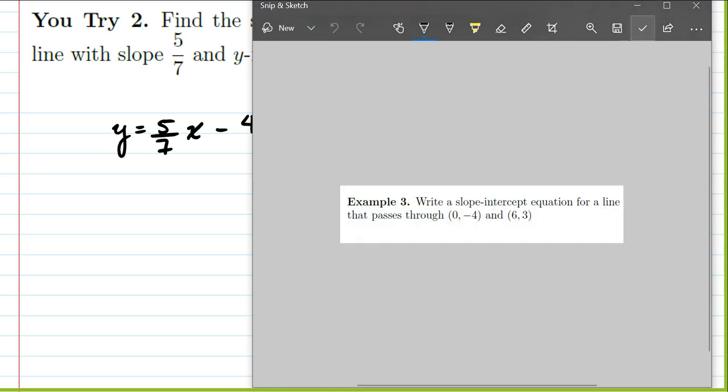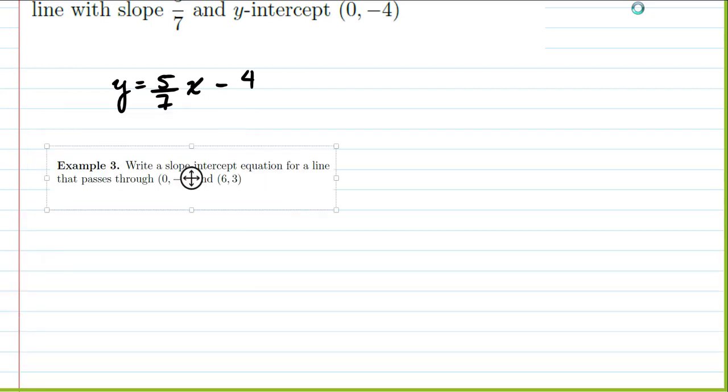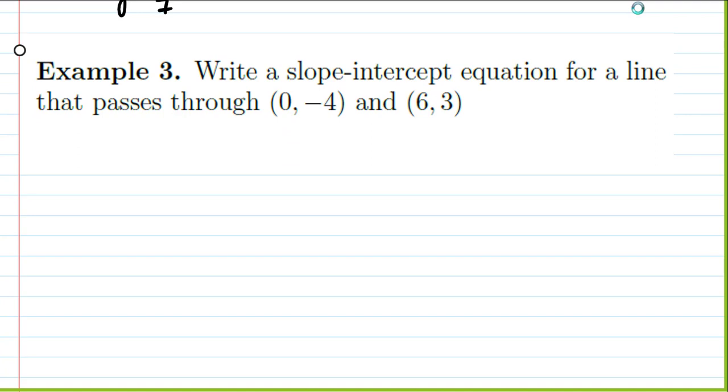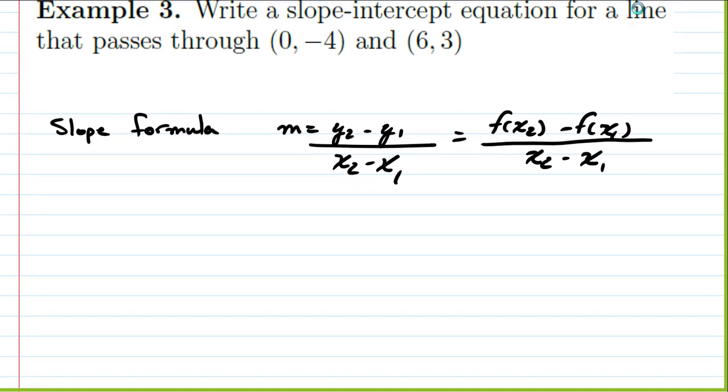So this time we are going to change the data that was given, which is just going to require us to add an extra step. If we are given two points instead of a point and the y-intercept, the first thing we would have to do is calculate our slope. And we want to recall our slope formula: m is equal to (y2 minus y1) all over (x2 minus x1), or in function notation, (f of x2 minus f of x1) all over (x2 minus x1). Both of those are equivalent, and it doesn't matter which one of these is point 1 and which one is point 2 when we use this formula.